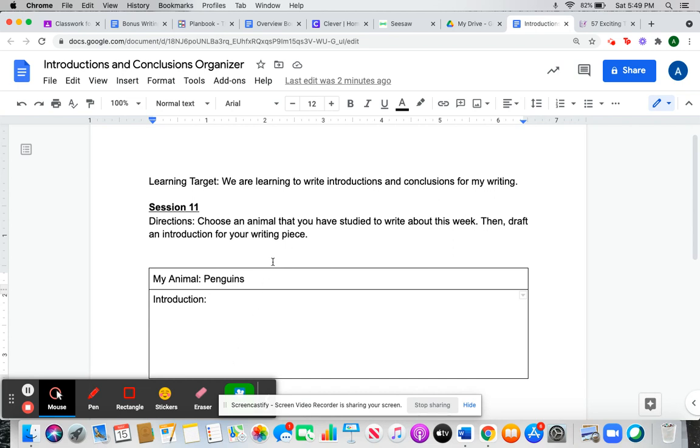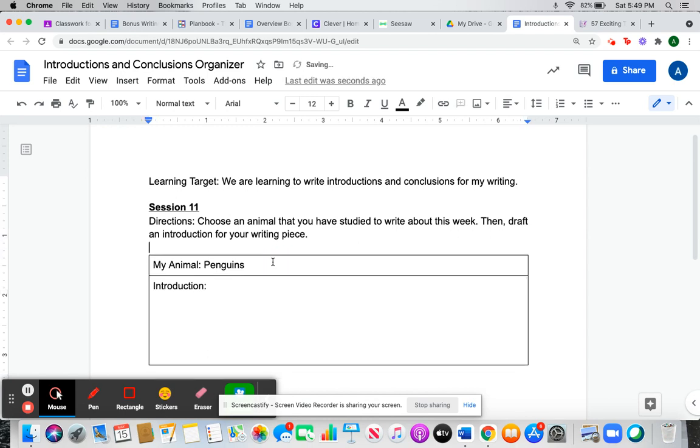I was just saying you should pick an animal that you've already read about so you're not totally starting from the beginning. So you're starting your writing off by drafting an introduction for your writing piece. All right, get to work, writers.